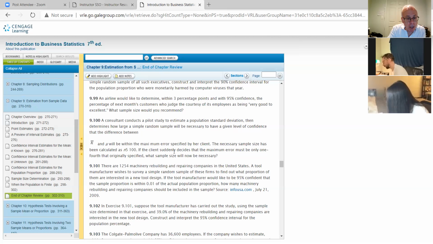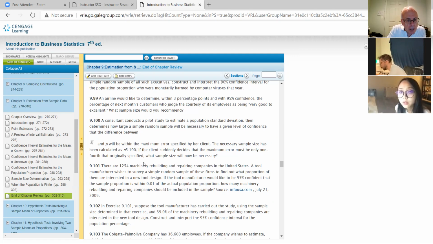So they're not even giving you any numbers here. The necessary sample size has been calculated as, what the heck is that? 100, all right? I think it's supposed to be 100. Hold on a minute, let me see what the book says. Yes, it is 100, that's some typo here. So n is equal to 100.